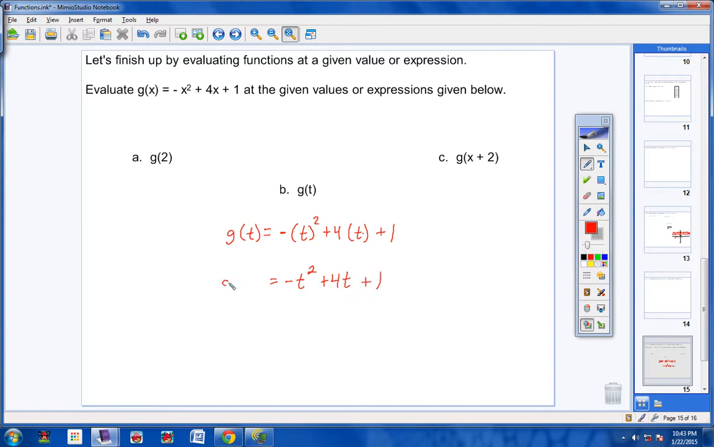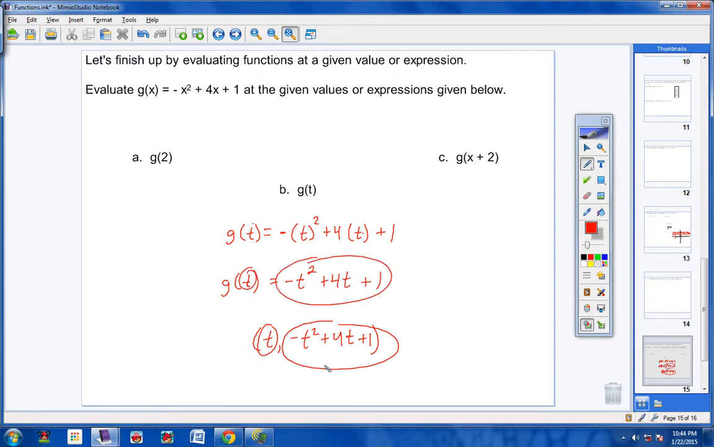And students, guess what? You're finished. You can't simplify anything. There's no like terms. So there you go. G of t equals this. Another way to write it would be t, comma, negative t squared plus 4t plus 1. Okay? Input, output, input, output, input, output. Okay?